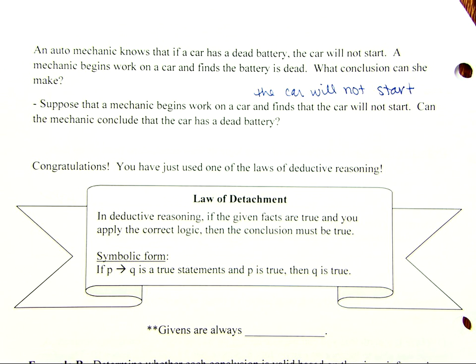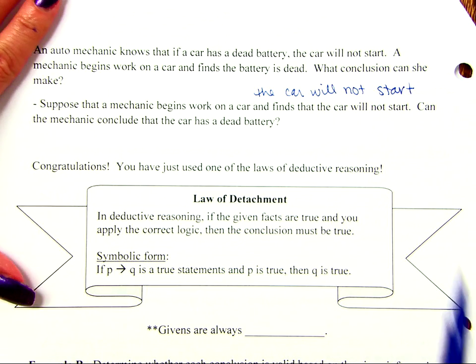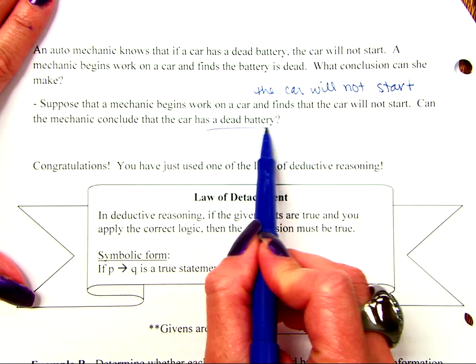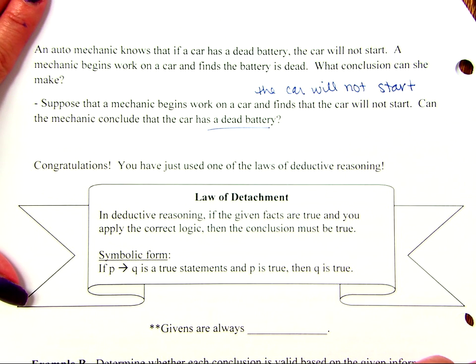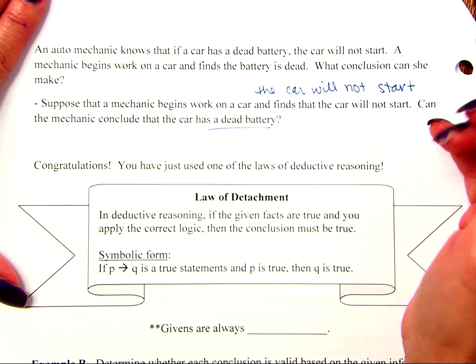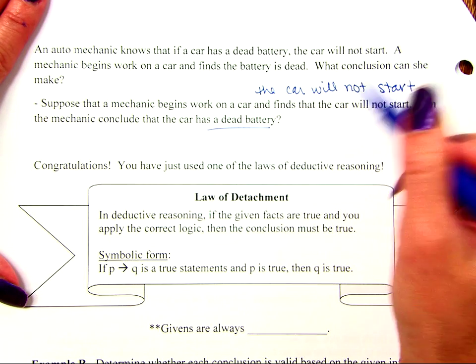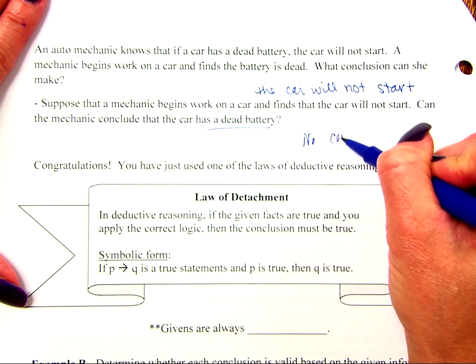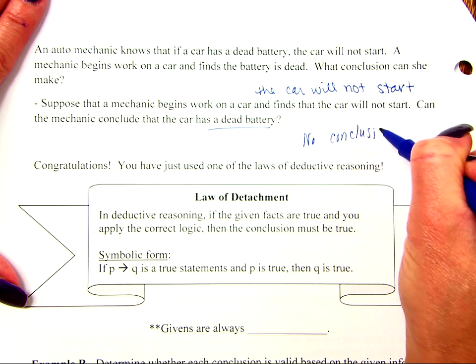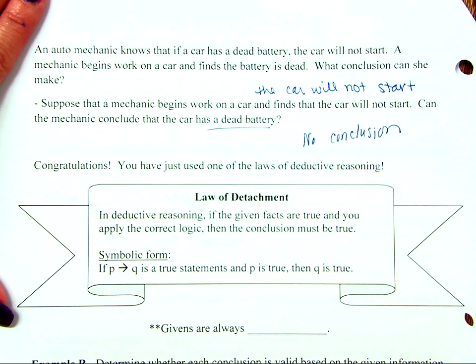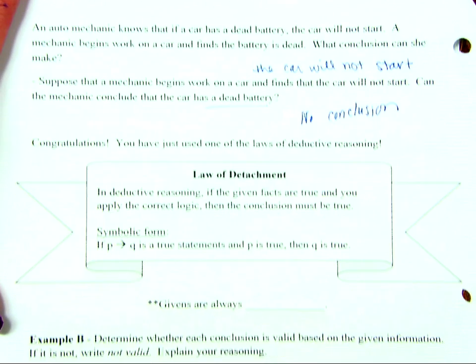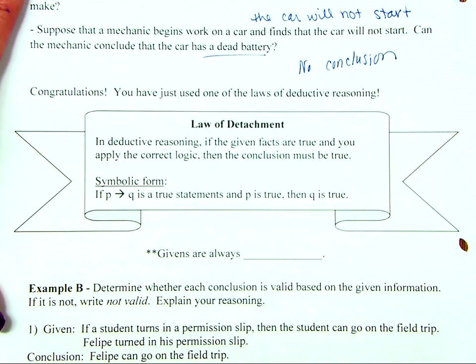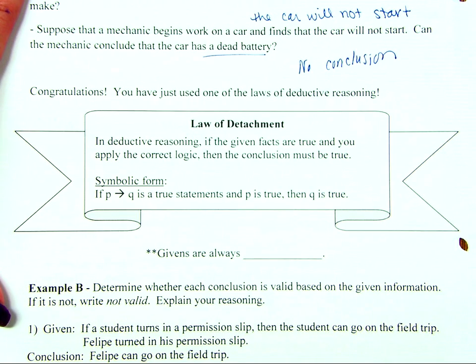Well, in this case, the car won't start, but would you agree there could be other reasons than just a dead battery that it won't start? It could be an alternator that's bad, or other things. So in this case, we really can't draw a conclusion, nothing for sure, anyway. It says, congratulations, you've just used one of the laws of deductive reasoning. In deductive reasoning, if the given facts are true and you apply the correct logic, then the conclusion must be true.